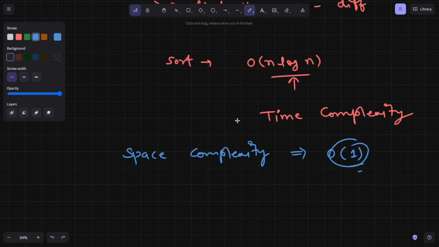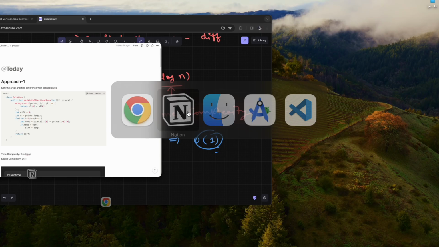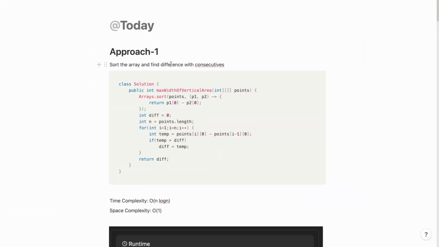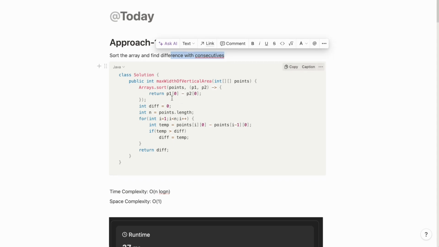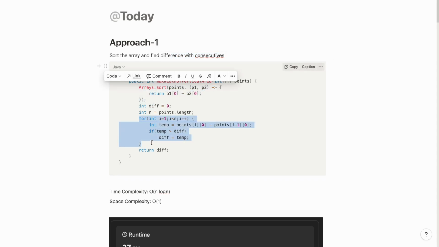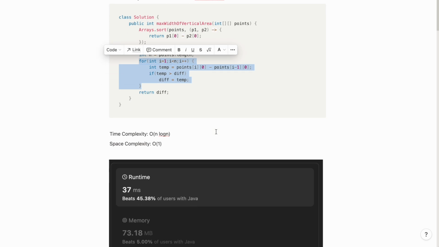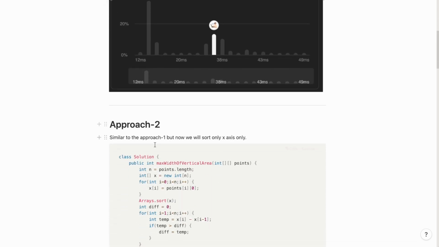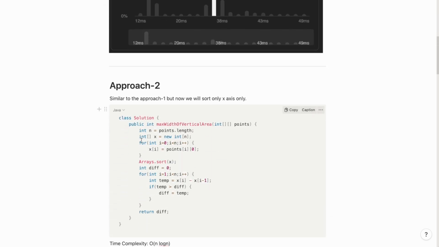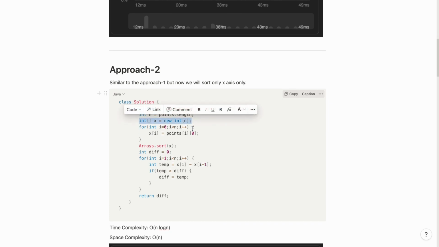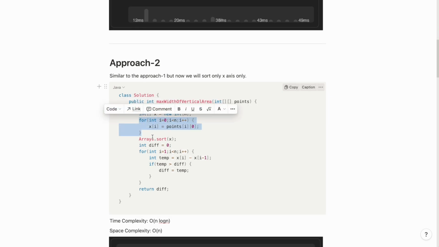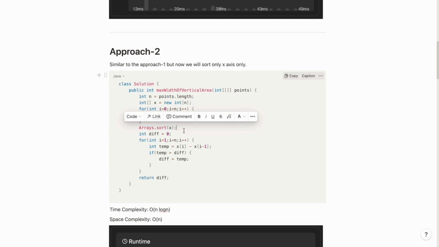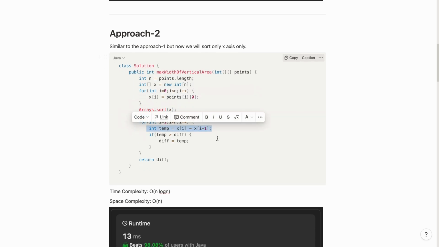Now let's discuss some more approaches. I will not write those approaches, rather I will go through them. I have written the code in Notion. The first approach we have already seen: we can sort the array and then find the difference between consecutive elements. Another thing we can do is, since we don't care about the y-axis, I will create an array and store the x-axis values of all the points, sort that x array, and then calculate the consecutive difference.